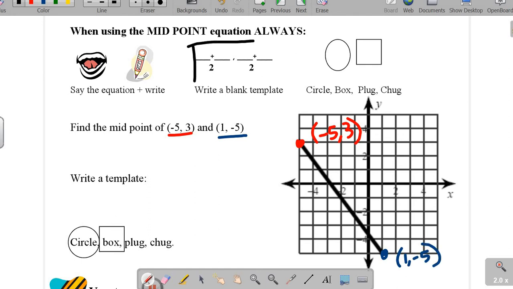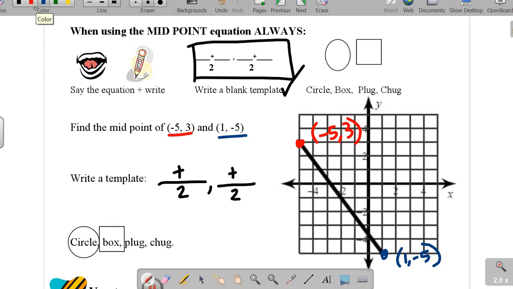Our template is a blank equation minus the x and y's. So the midpoint equation is we add the x's, divide by 2, add the y's, divide by 2. Notice I left the spot for x and y blank. That's called a template.